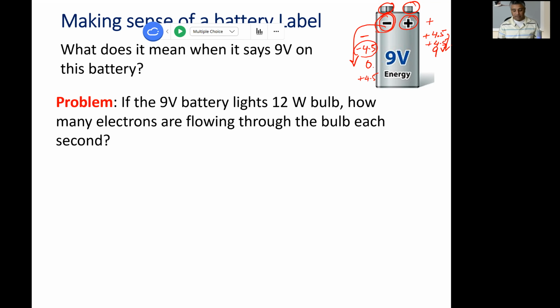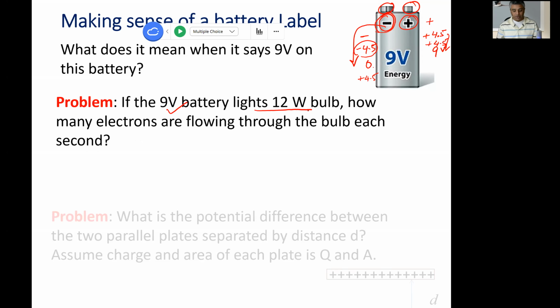Now, if a 9 volt battery lights a 12 watt bulb, how many electrons are flowing through the bulb? When we talk in terms of field, we say the charges are moving in a field. Now we can talk in terms of potential. In this case, it's a 9 volt battery lighting up a 12 watt bulb. How many electrons are flowing through the bulb each second? The number of electrons every second, that's what we want to know.